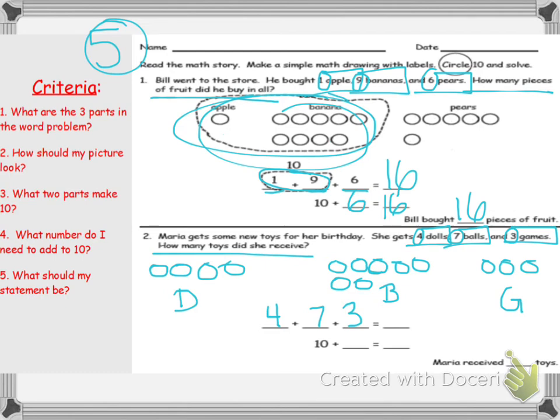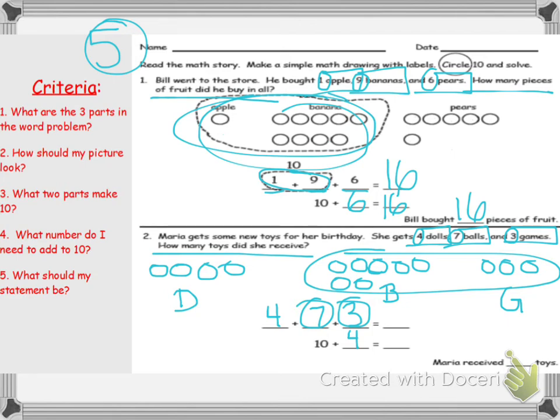There's 4, 7, and 3. Which 2 make 10? Right, 7 and 3. So circle it in your picture and do your number sentence. What number do I need to add to 10 now? What's the part that's left? It's the part you did not circle. That is 4.